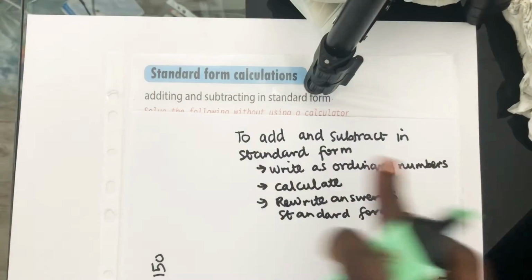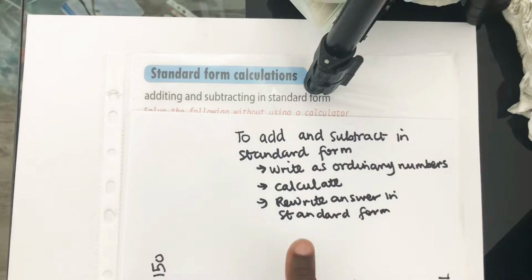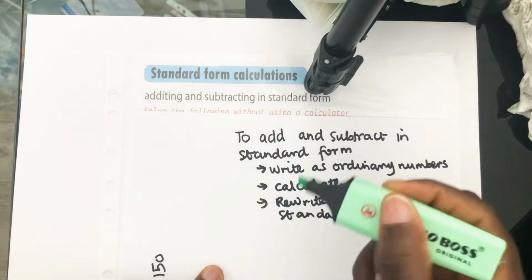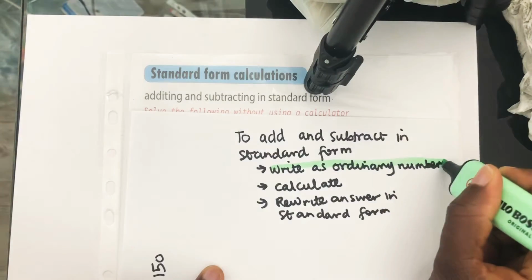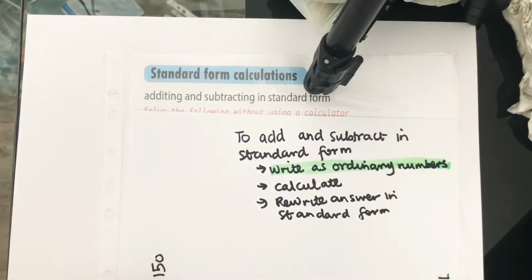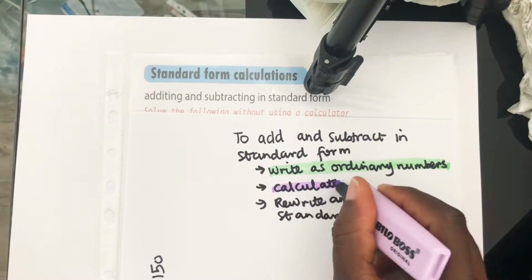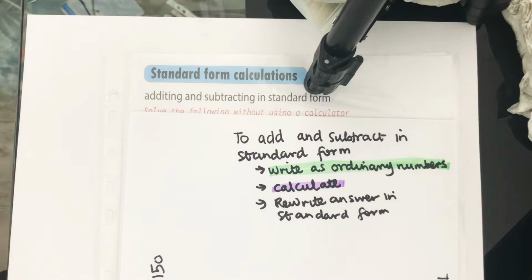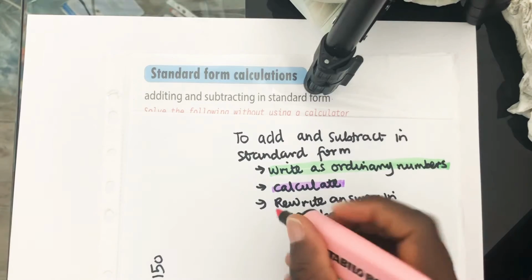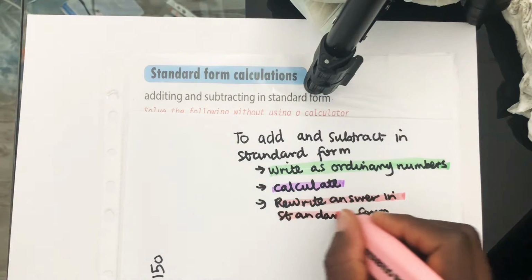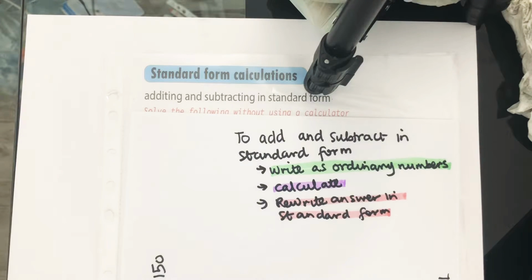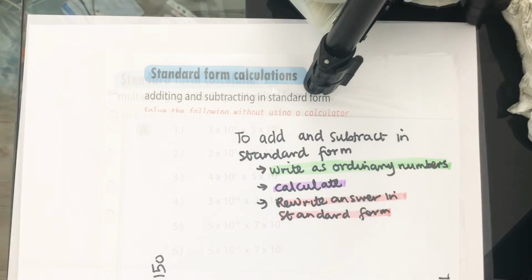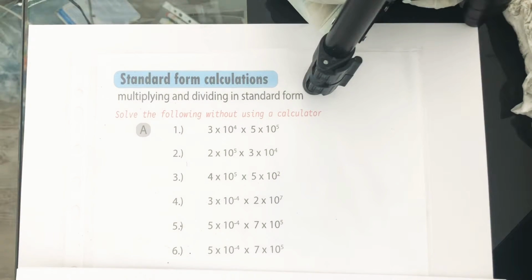Final answer. So I just made a little note for you of the steps you need to take if you're going to add and subtract in standard form. The first thing you need to do is write the standard form numbers as ordinary numbers. Then perform the calculation. Then the last step would be to rewrite your answer in standard form. So write the two numbers as ordinary numbers, calculate, then rewrite your answer in standard form. Now let's have a look at multiplying and dividing in standard form.